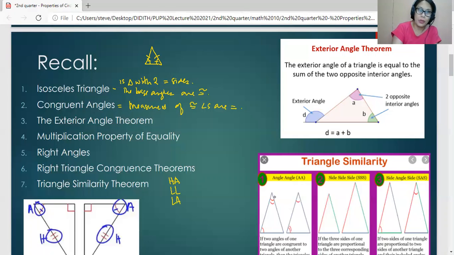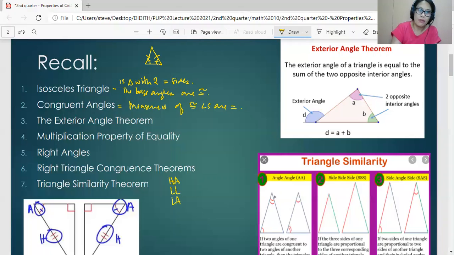Another thing that we have to know is the definition of vertical angles. Vertical angles are congruent. Vertical angles are the result of two intersecting lines. Vertical angles are the same as opposite angles. So this is one pair of vertical angles and the two are congruent. Another pair is this one, so the two are congruent also.